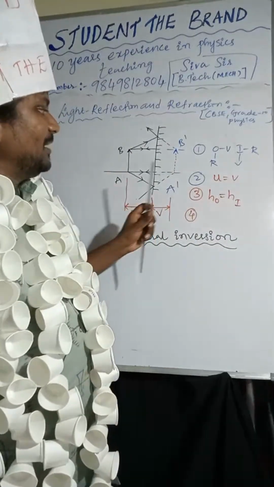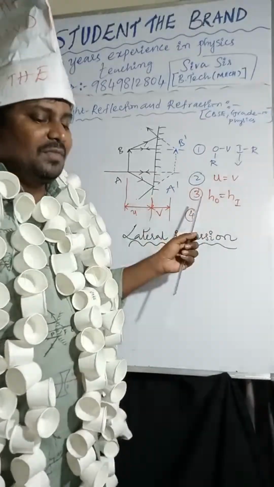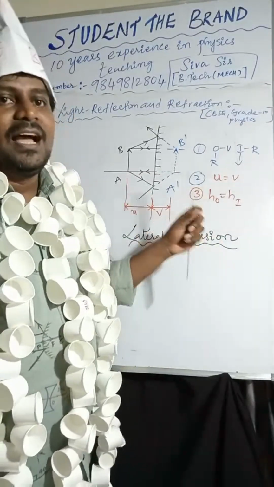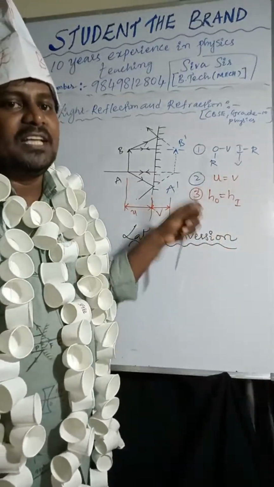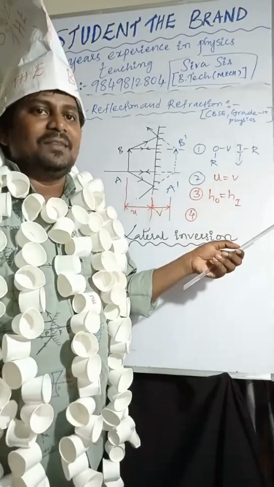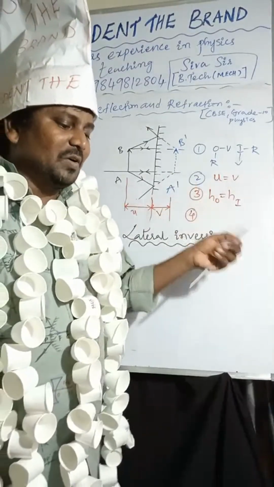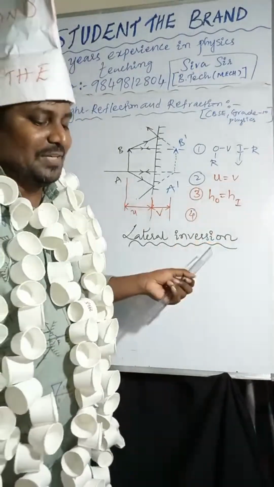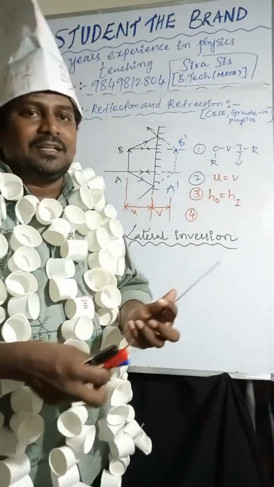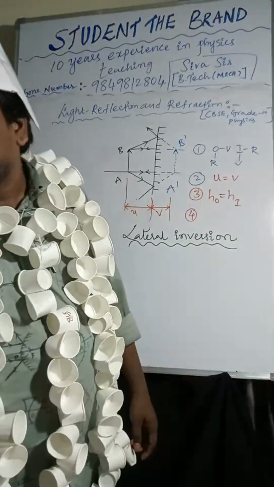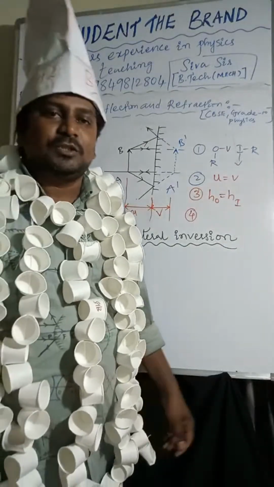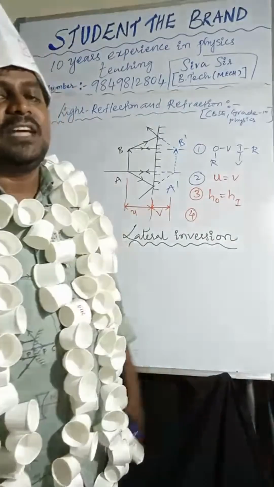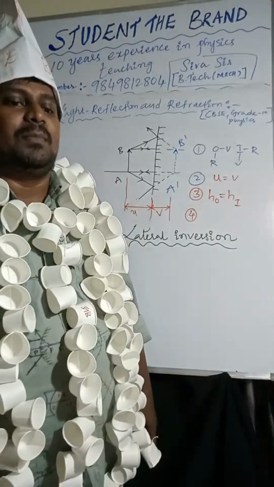Height of the object is equal to height of the image. So the last one, lateral inversion. Lateral inversion is nothing but the phenomenon where the right side of the object appears to be the left side of the image, and the left side of the object appears to be the right side of the image.